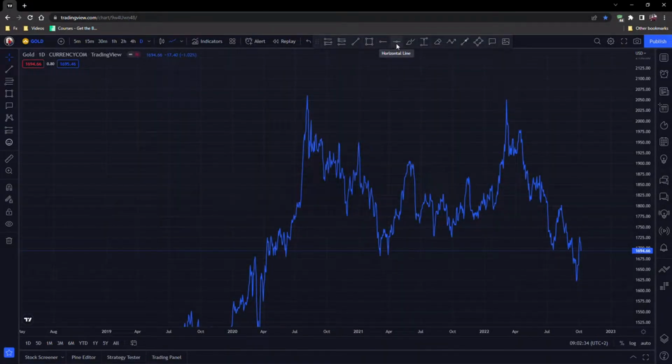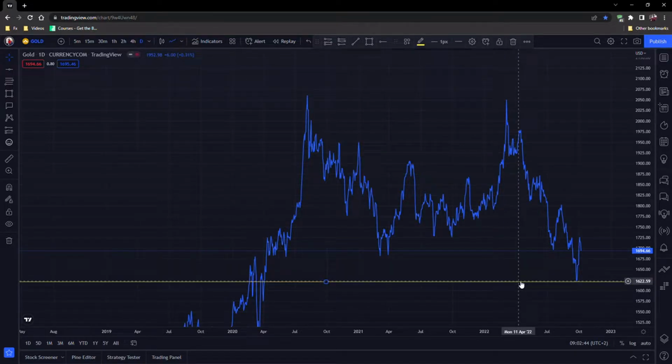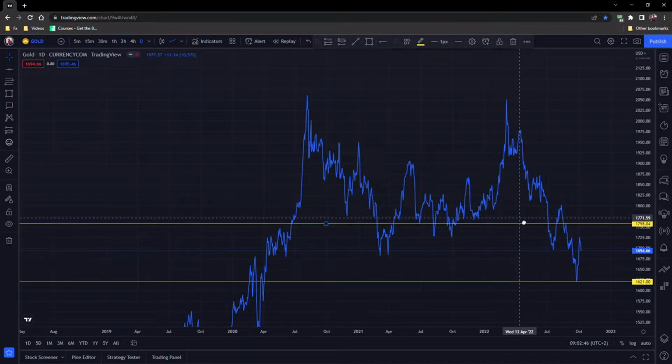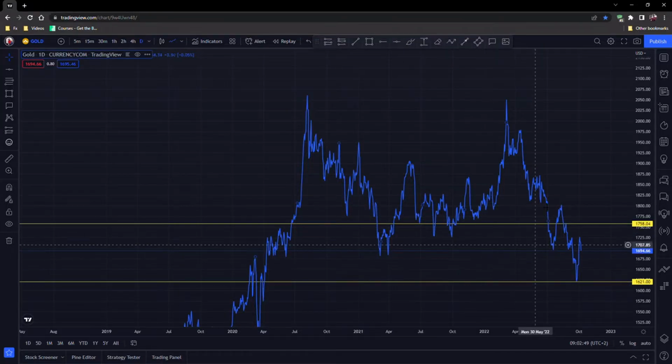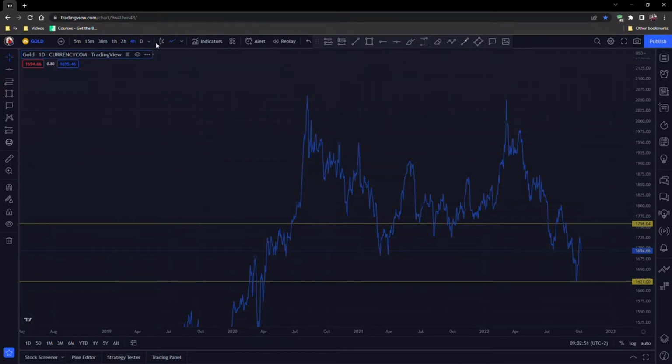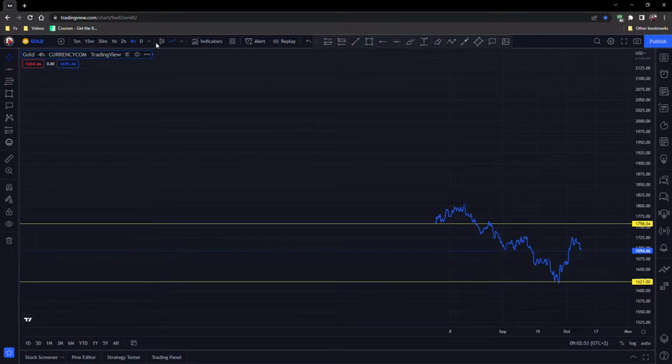Now we are looking at gold, and with gold we are gonna plot our weekly low, and we're also gonna plot our weekly high. We expect gold to range, possibly ranging in those areas throughout the week.